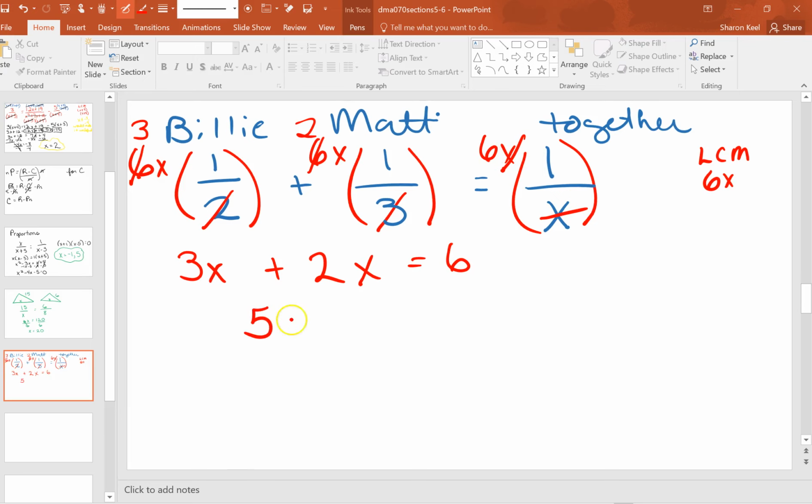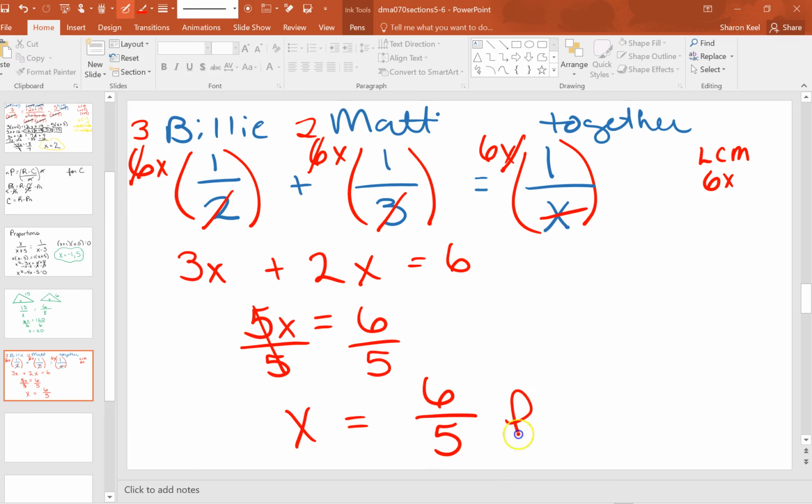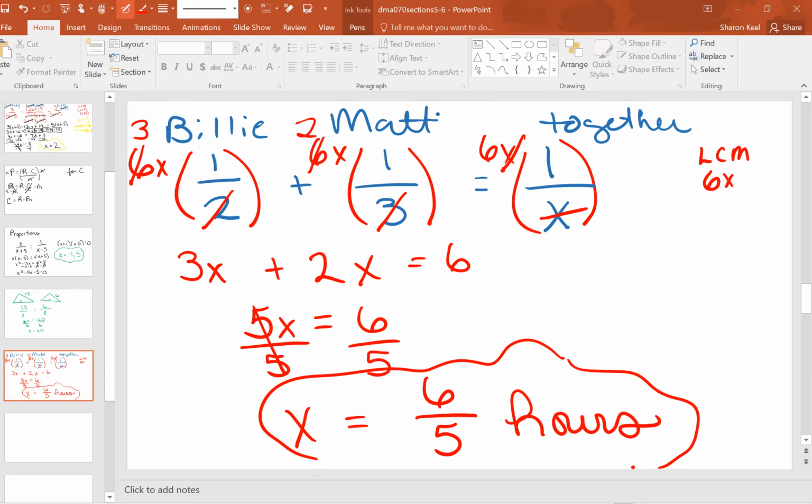3x and 2x combined is 5x. Then we're going to divide both sides by the 5. And the answer for x is 6/5. They do not ask you to change it to any other form. So you're going to leave the fraction 6/5 hours as your final solution.